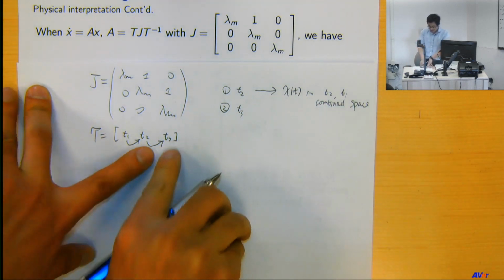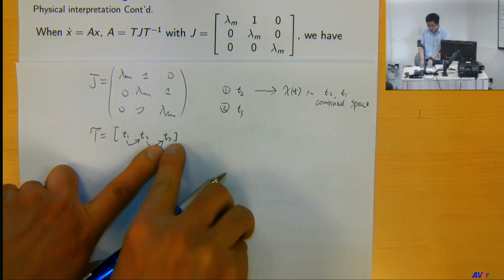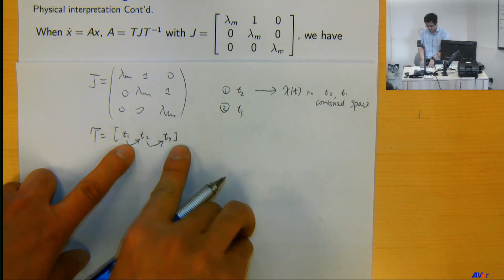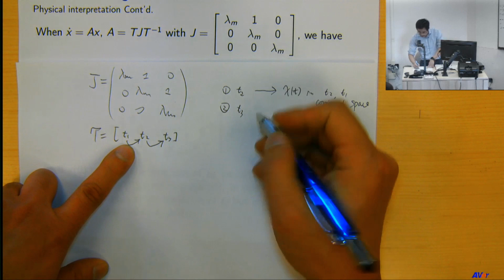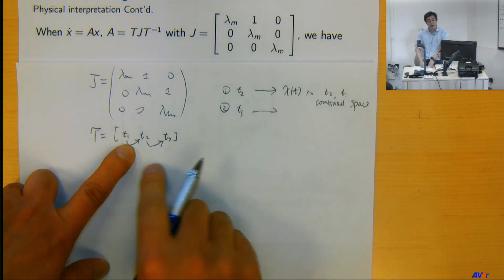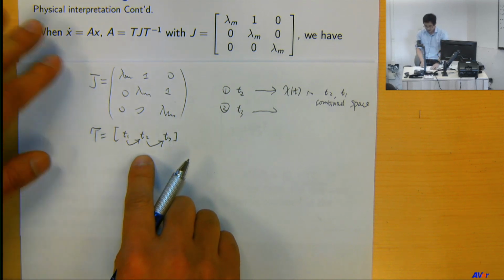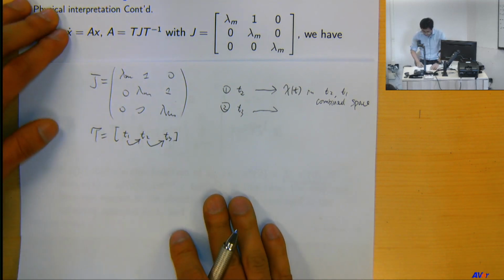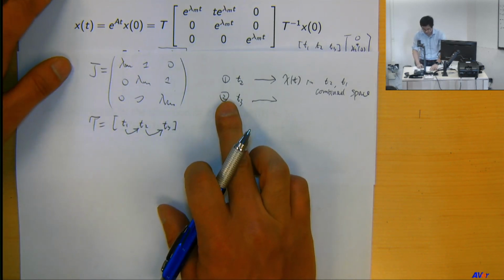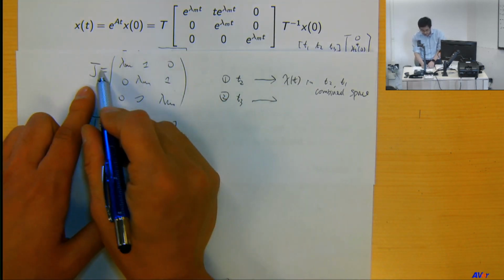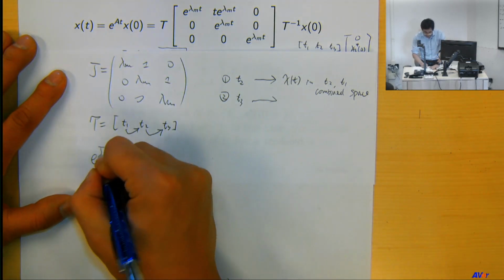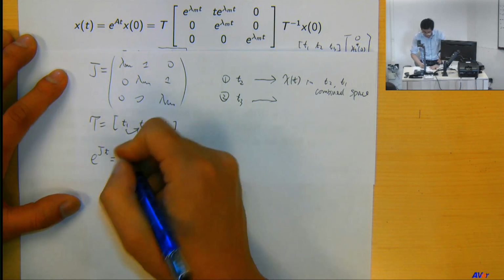Now if I start with T3, because T3 is generated from T2 and T2 is generated from T1, they are all connected. So it seems reasonable to assume that this is going to stay in this combined space. So let's take a look. Using the same logic right here, if my Jordan form is like this, what is e to the Jt? Can anyone quickly check?